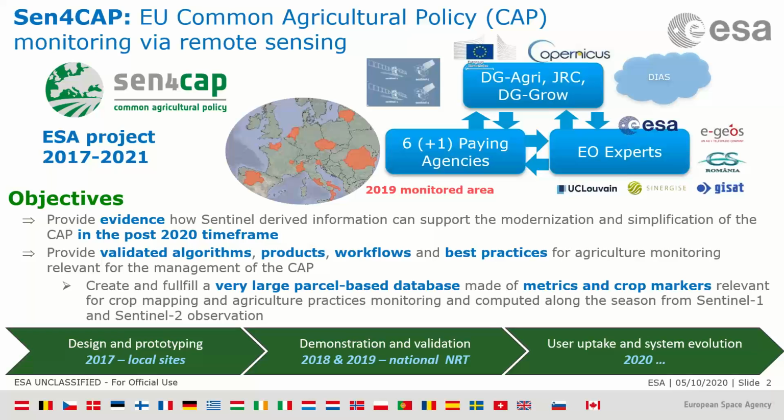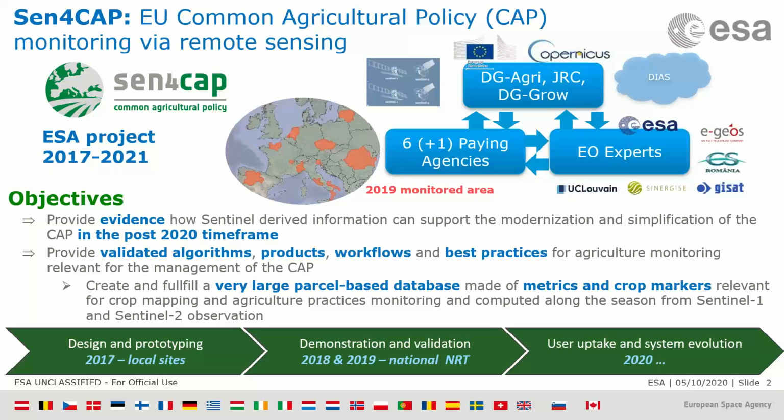And so the way we handled this objective is to develop a system, and within this system to build a very large database of metrics or markers at the parcel level, which are relevant for the crop mapping and the monitoring of agricultural practices. And these metrics or markers are derived along the season from Sentinel-1, Sentinel-2, and they are populating this database along the season.